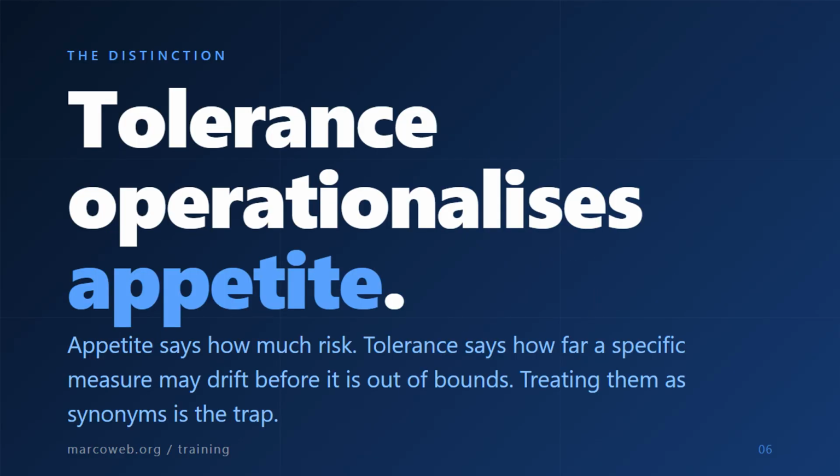So tolerance operationalizes appetite for a specific target. Appetite says how much risk in general. Tolerance says how far a specific measure may drift before it is out of bounds. Treating the two as synonyms is a reliable trap.